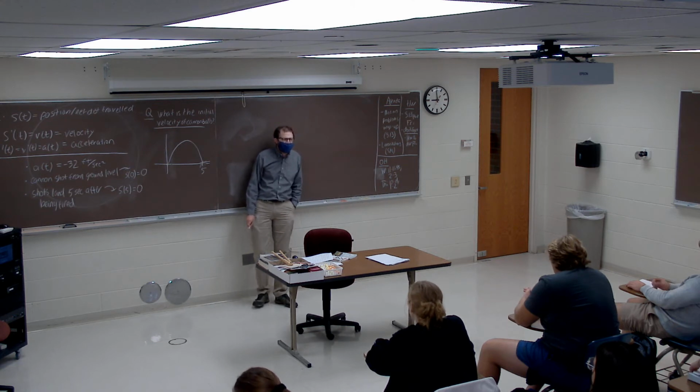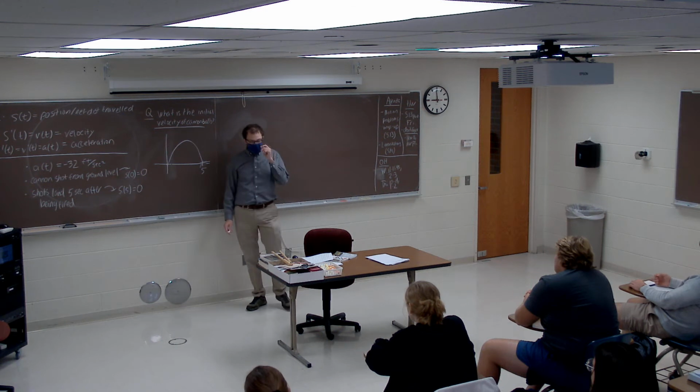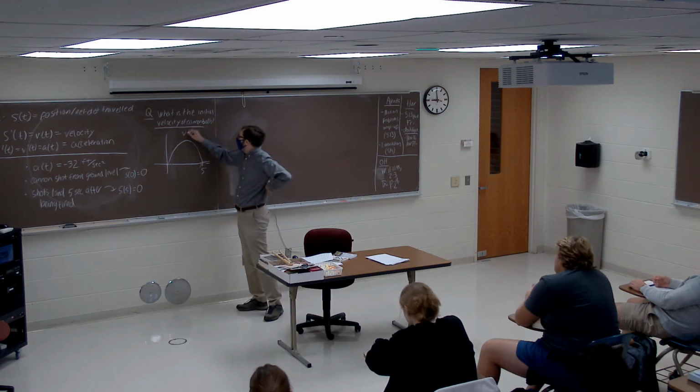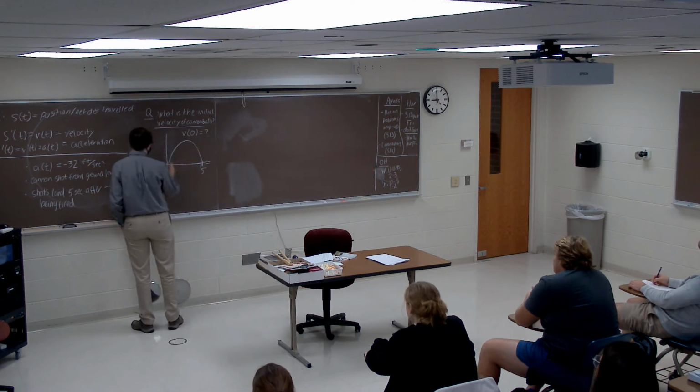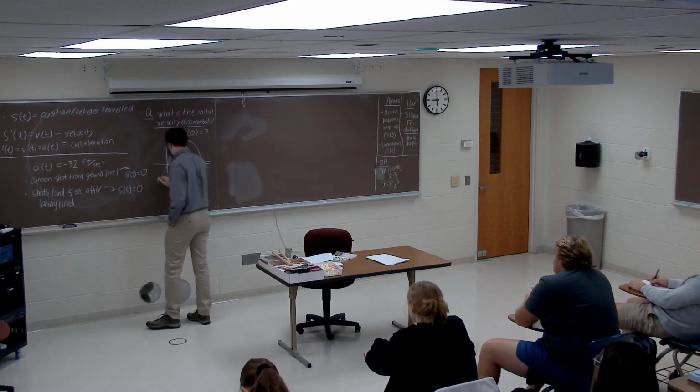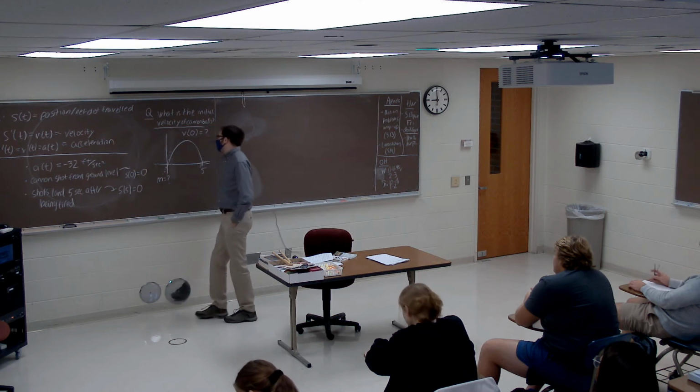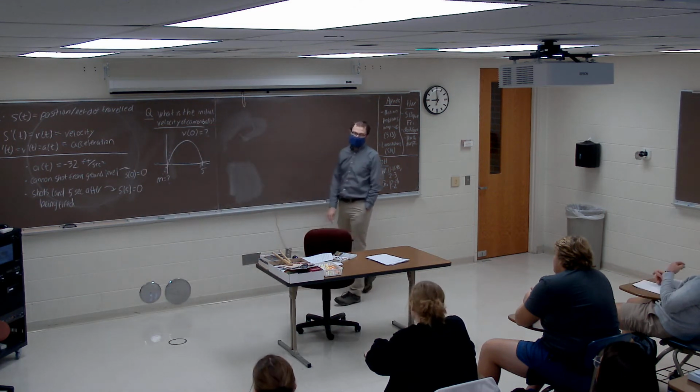So if we're looking for initial velocity, what could that be? Avery? V of 0. Yeah, I think what we want to find is V of 0. In other words, if we take the tangent line to our function at time t equals 0, we want to know what the slope of that tangent line is, V of 0.